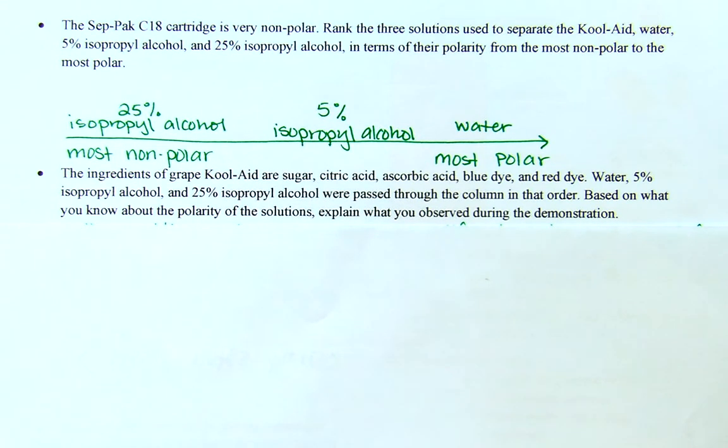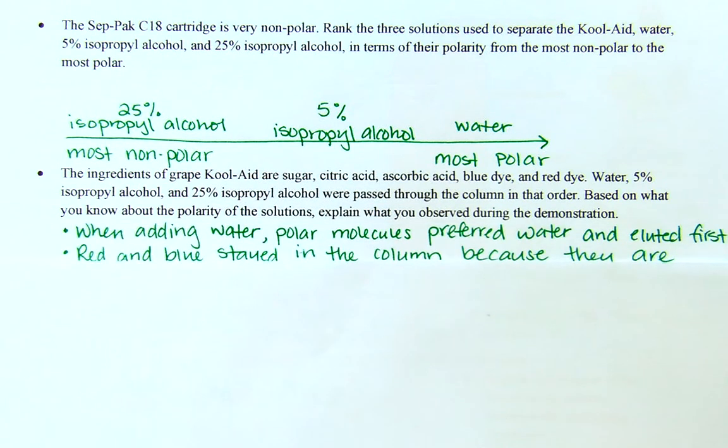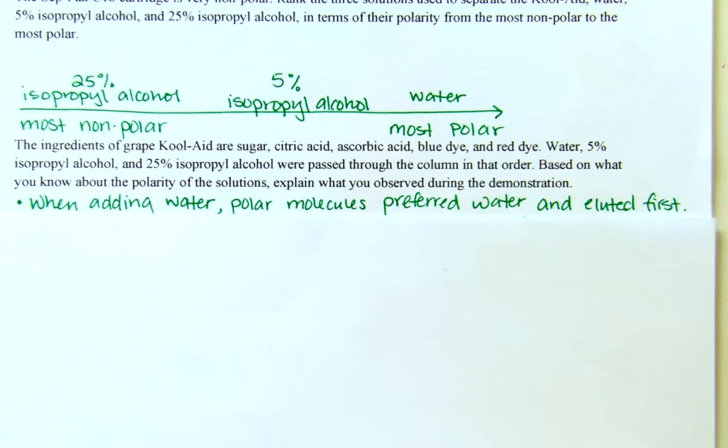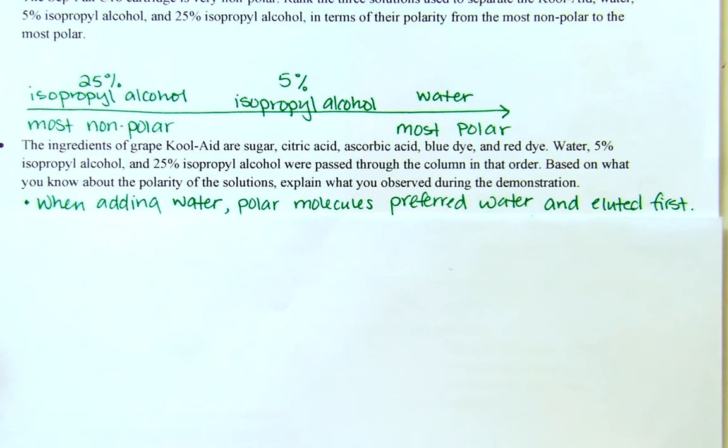Okay, so first thing, when the water was added, everything but the blue dye and the red dye came out because they were all attracted to the water. So in adding water, the polar molecules preferred water naturally, and they went ahead and eluted first. So eluted, they came out first.